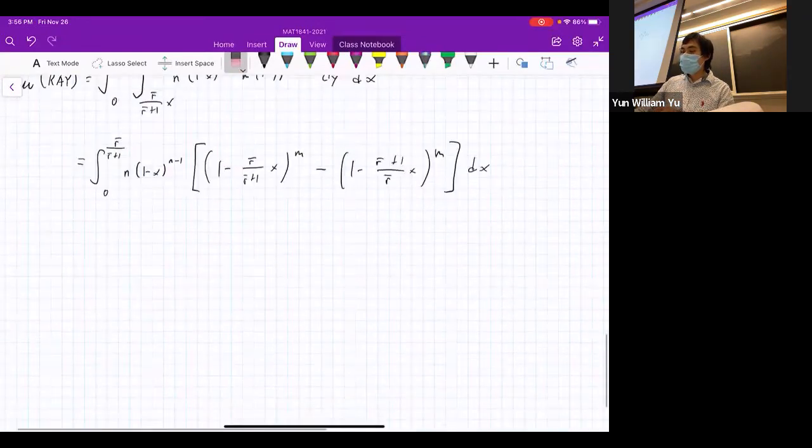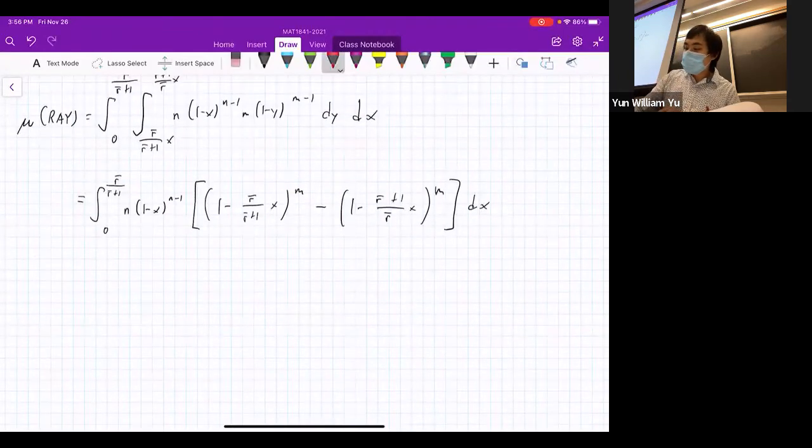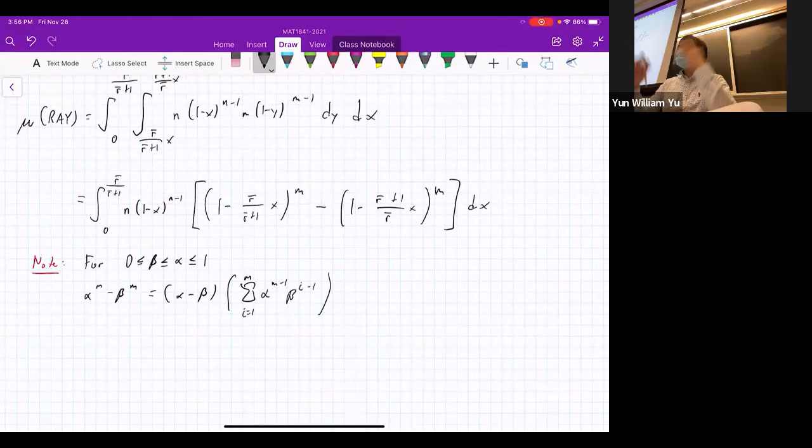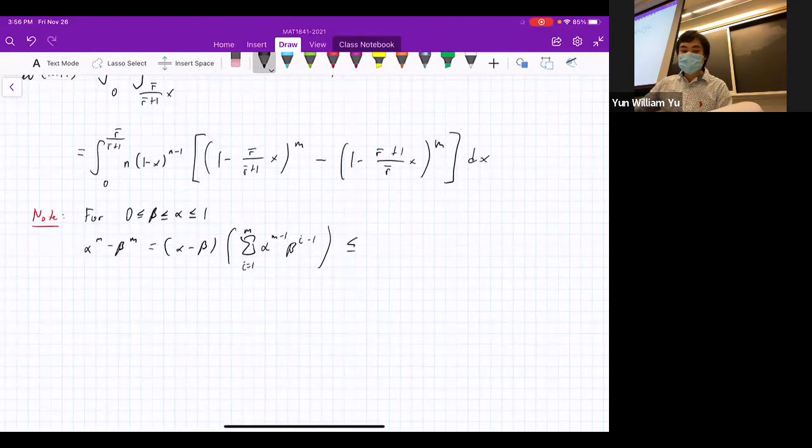And then now this next integral is going to be a little bit more complicated, but we can notice that there is a difference of powers. We can use a difference of powers formula to simplify this. So for 0 less than or equal to beta, less than or equal to alpha, less than or equal to 1, we know that alpha to the m minus beta to the m is equal to alpha minus beta times the summation from i equals 1 to m of alpha to the m minus i, beta to the i minus 1, right? And so this is just the telescoping thing. And so then this entire thing is less than or equal to alpha minus beta times m times alpha to the m minus 1, if alpha is greater than beta.